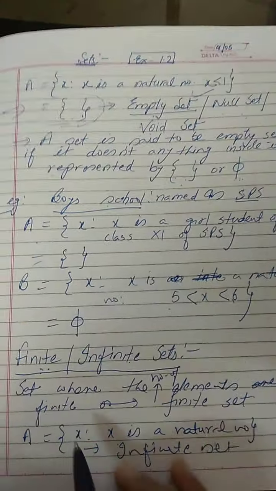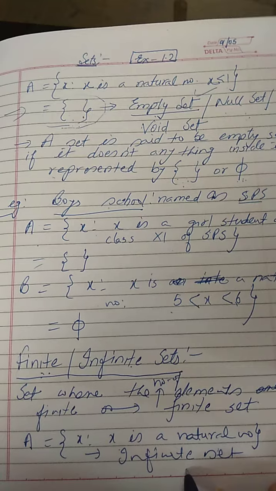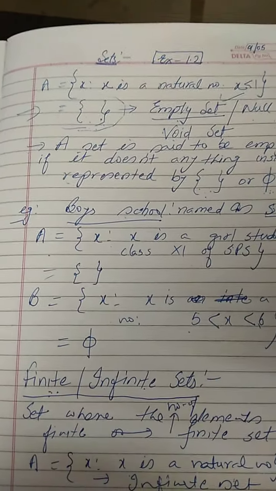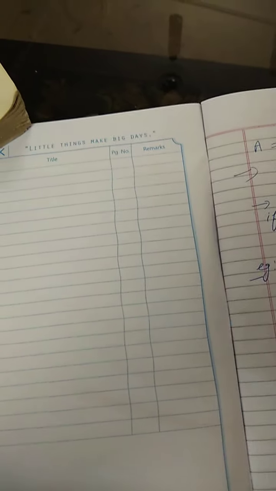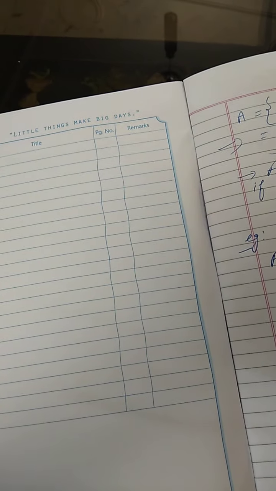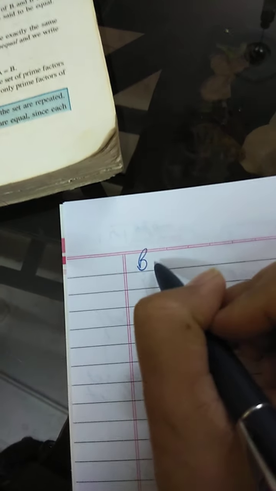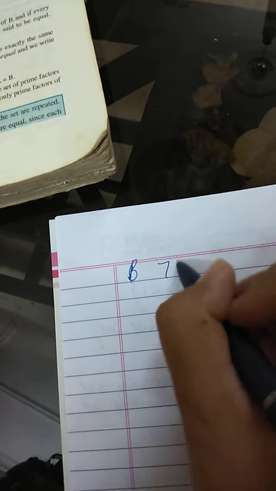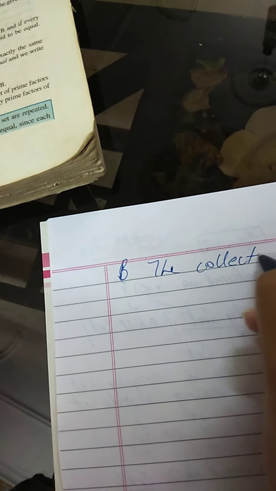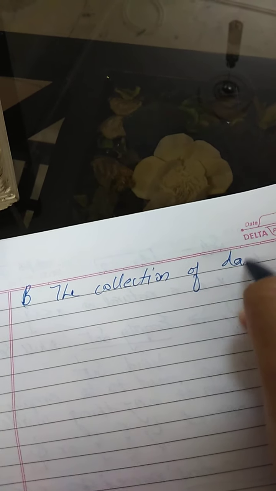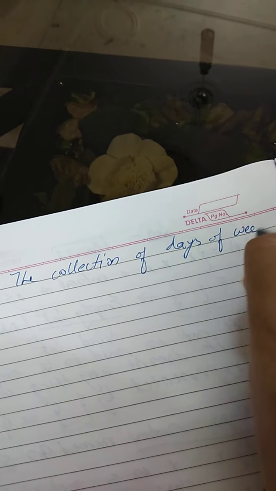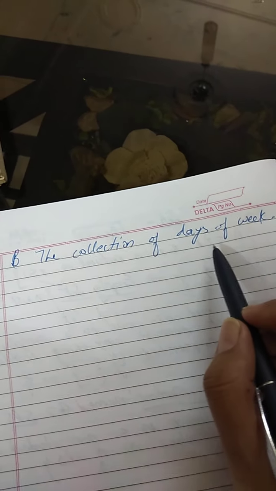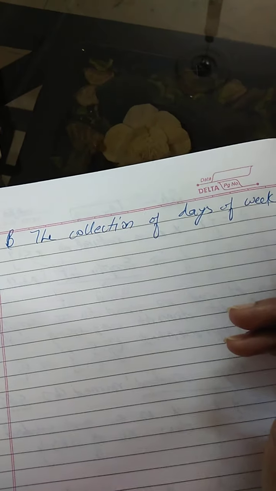Okay. So A, when x is a natural number, is an infinite set. That means the set of real numbers is infinite, the set of integers is infinite, the set of rational numbers is infinite. But yes, if I define the beginning and the end of any set, it will then become finite. Let us take one example, B. I will write down the set or the collection of days of the week. Now what will happen? How many days are there in a week? 7 days. So it is finite.